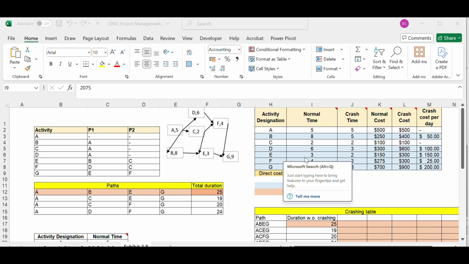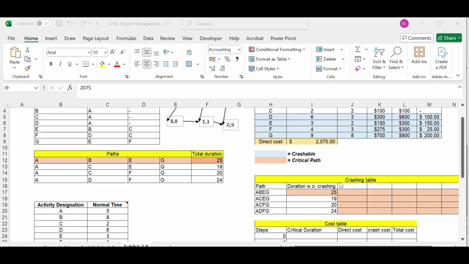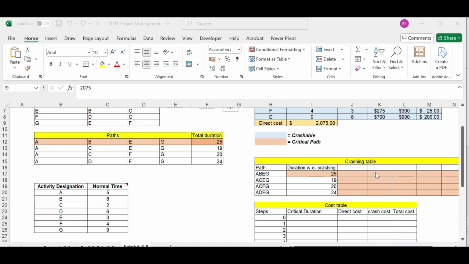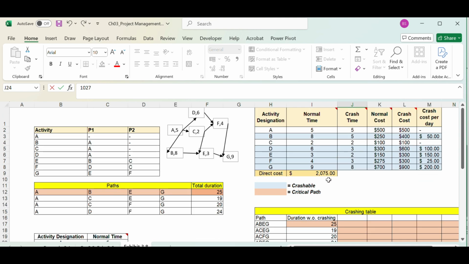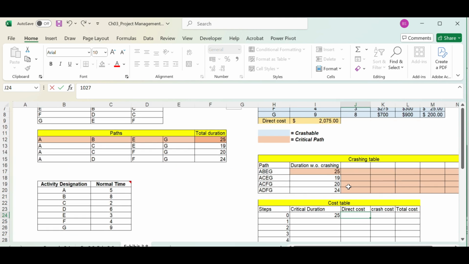Now what we see on screen is a time cost crash schedule. This is a crashing time table and this is a crashing cost table. Our goal is to find up to which level we can crash the project. Without crashing, we can see that the critical path duration is 25. The direct cost is 2075.